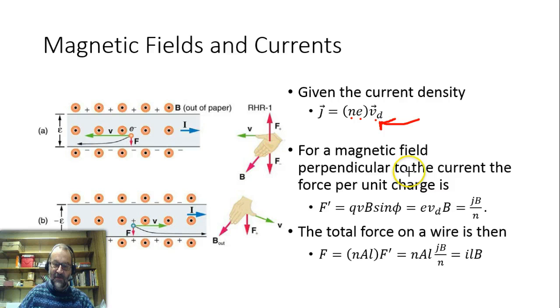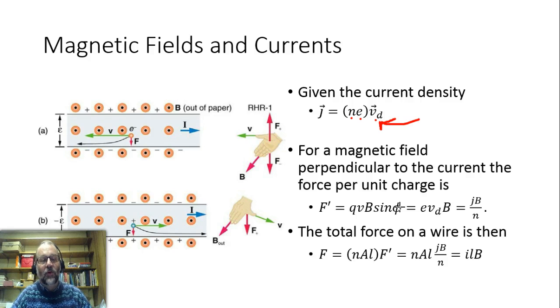So for a magnetic field perpendicular to the current, as we have here, the force on a given charge is Q V B sine phi. Phi is the angle between the magnetic field and the current. In this case, we have them perpendicular, so sine phi is 1. So the force on a given charge is E times the drift velocity times B, which we can rewrite as the current density times B over the charge density.